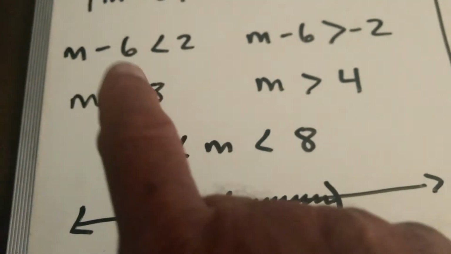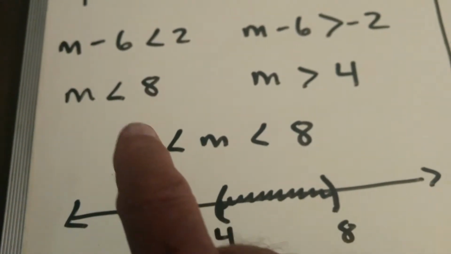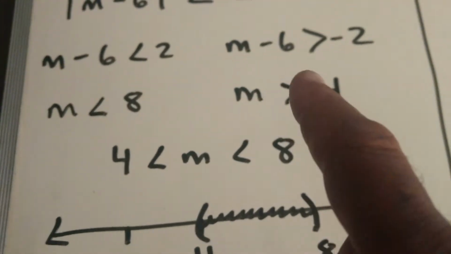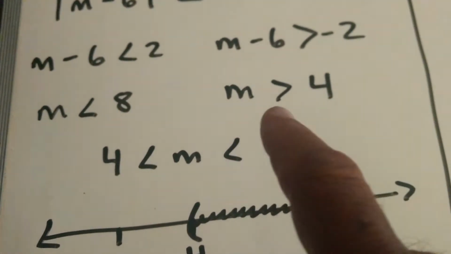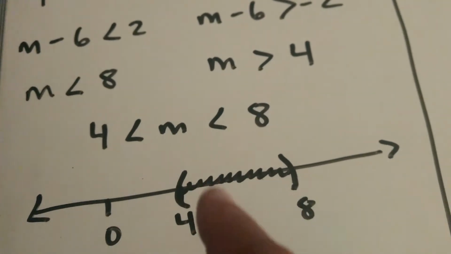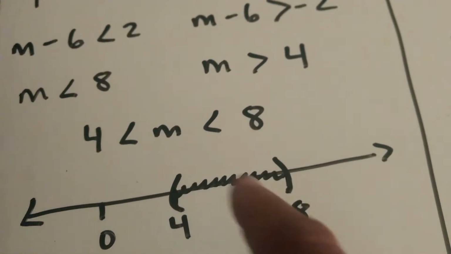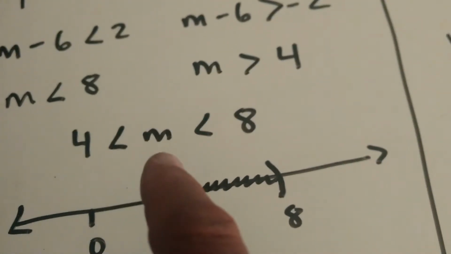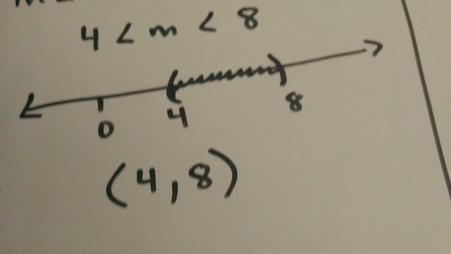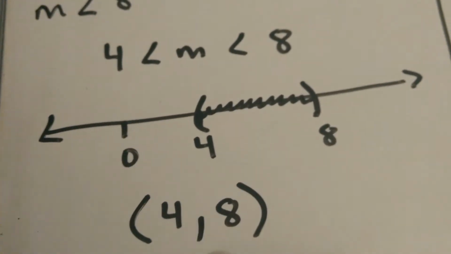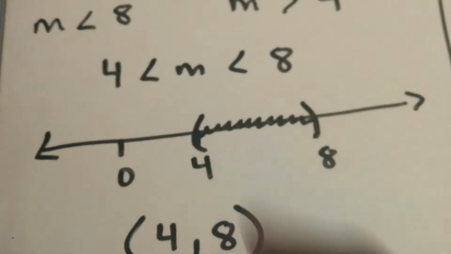So then I solve it. Add the 6, I get m is less than 8, which means I've got everything going this way. Add the 6, I get m is greater than 4, which means I have everything going this way. You can see the intersection is right here. This is what we're looking for. It goes from 4 less than m, which is less than 8. And here's how I write the interval. Parentheses 4, comma 8, parentheses.